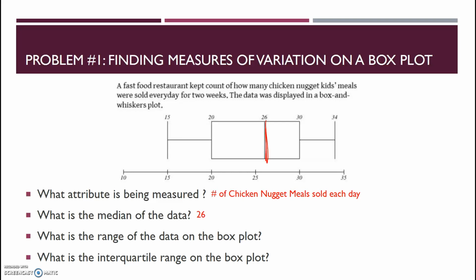The range of the data would take into account our highest and lowest item, which we find on a box and whisker plot because we plot those as our extremes. So 34 minus 15 is 19. And then the interquartile range is the range of our box. Q3 minus Q1. 30 minus 20 is 10.